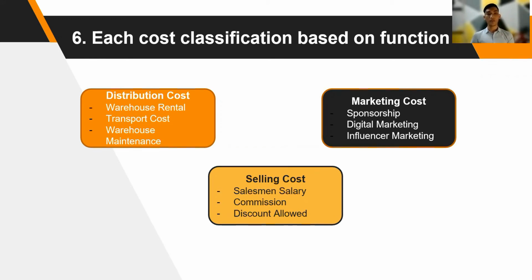The last point for selling cost is discount allowed. Before the company launches a new design, our old designs that are still unsold will be sold at a clearance stock price. This is because the company wants to ensure that all the products produced by the company are sold, and indirectly it can reduce the losses to the company. And that's all from me for the classification of cost.